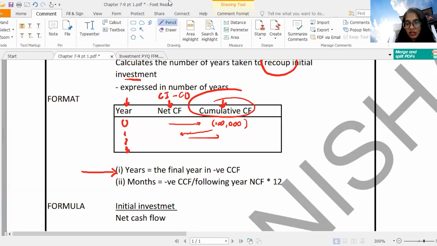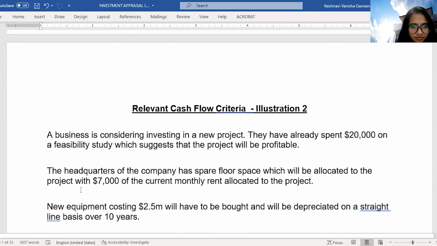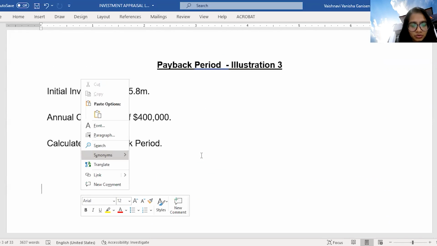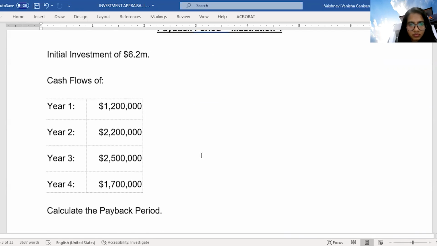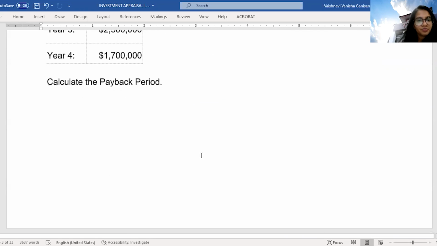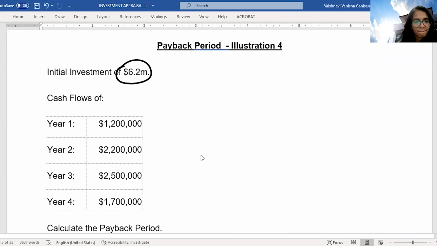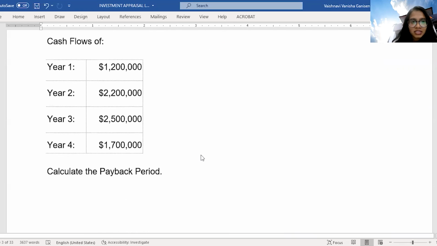So let me share my screen. Guys, go to your lecture examples. Here, payback period. I'm not going to do this one first, I'm going to do this one first. You have an initial investment of 6.2 million, and you are asked to calculate the payback period. This is your cash inflow.